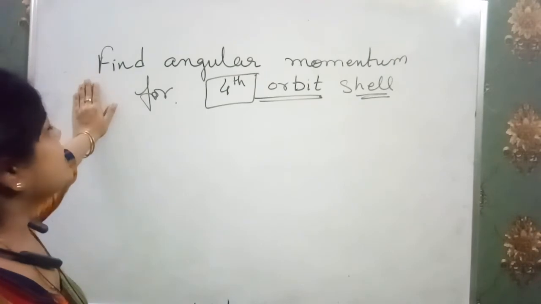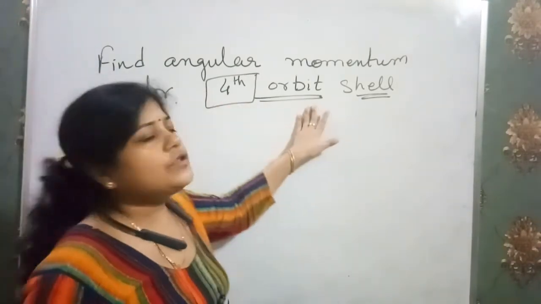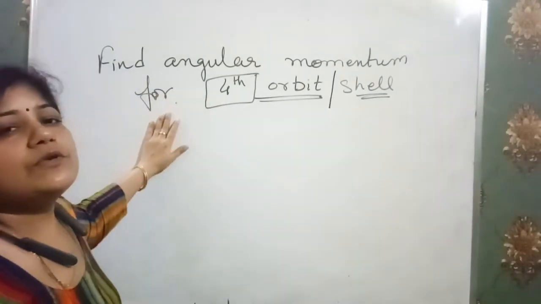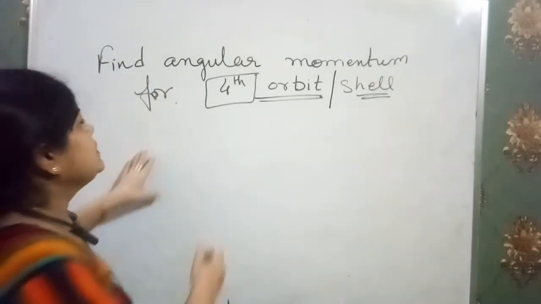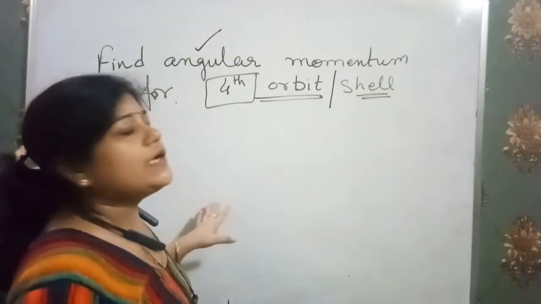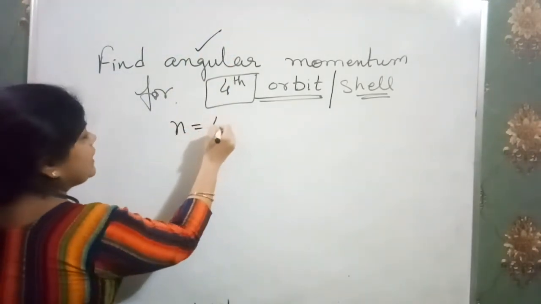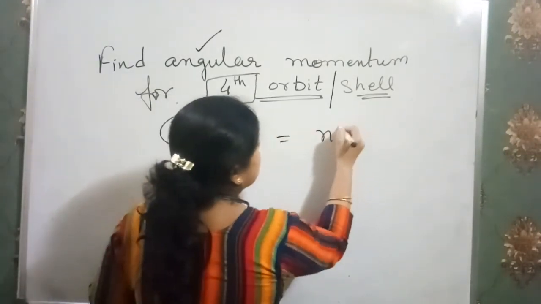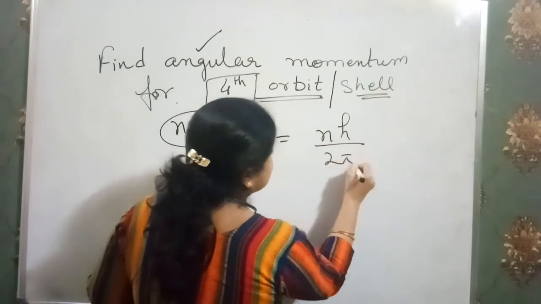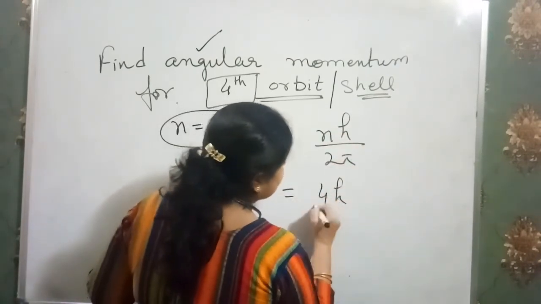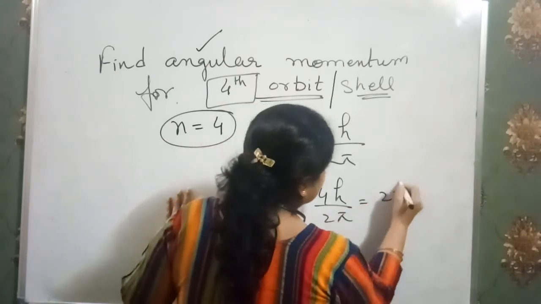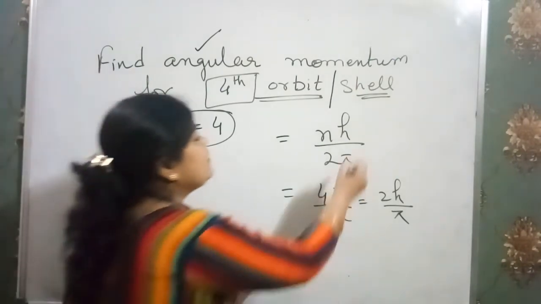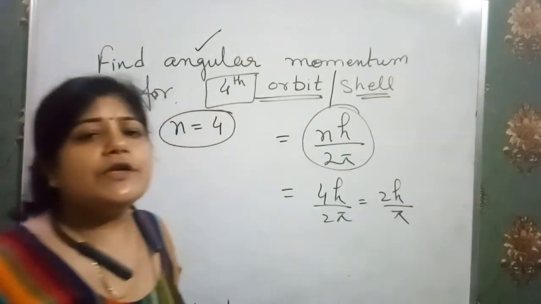The first question is like this: find the angular momentum of the fourth orbit or shell. So in this question we are asking about the principal quantum number. That means the angular momentum for the principal quantum number, where the value of n is 4. In this case we have the formula nh/2π. Just simply put the value 4 here and we get the answer 2h/π. These questions are very simple, but the problem is that we must know what formula we use there.